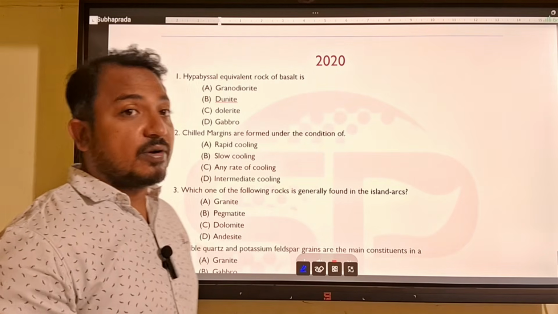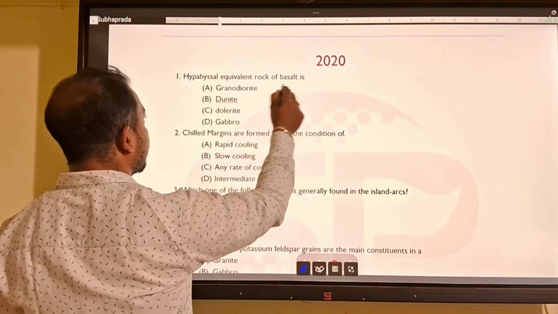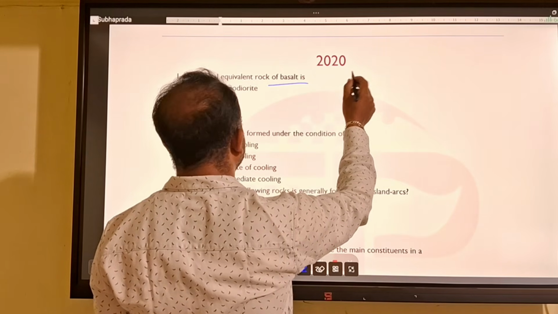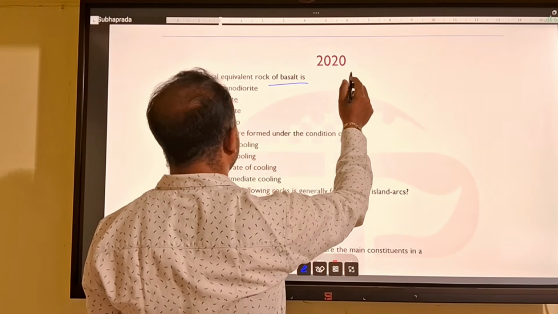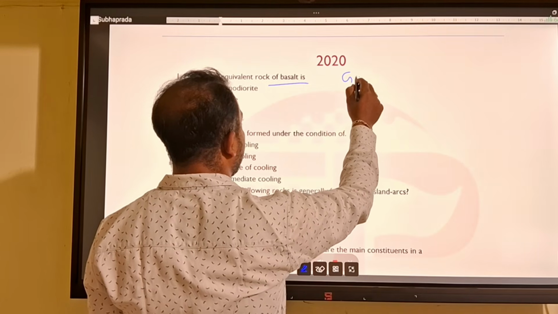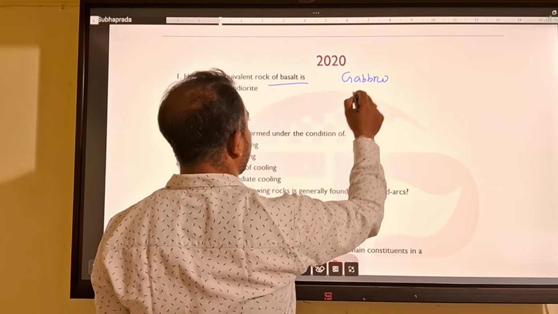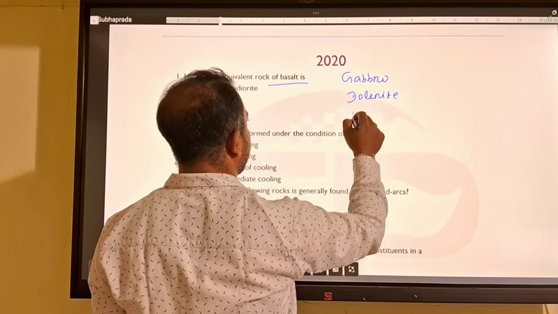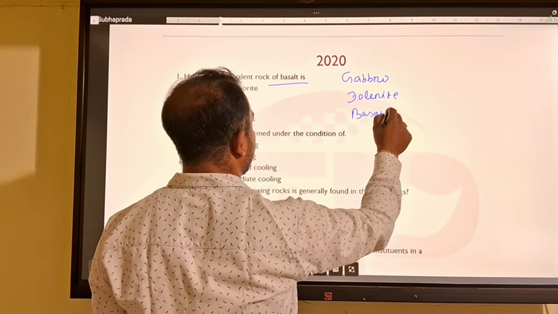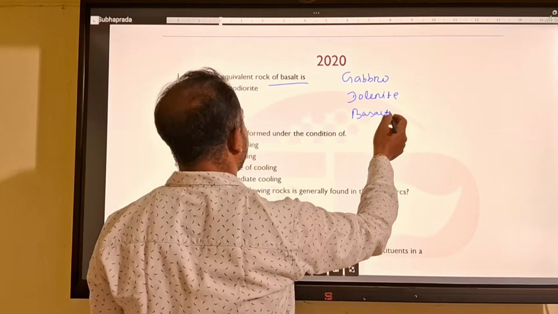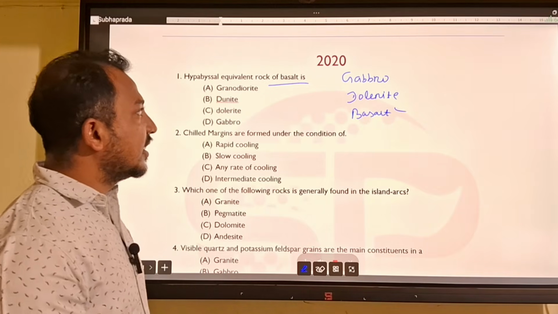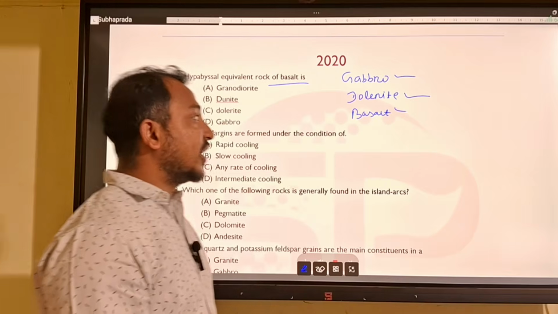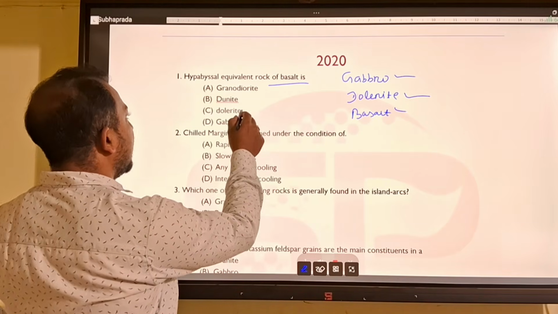Hypabyssal equivalent of the rock basalt. So basalt, we can take the plutonic equivalent. It is gabbro, then dolerite, then basalt. Basalt is volcanic, dolerite is hypabyssal, and gabbro is plutonic. So the answer will be dolerite.